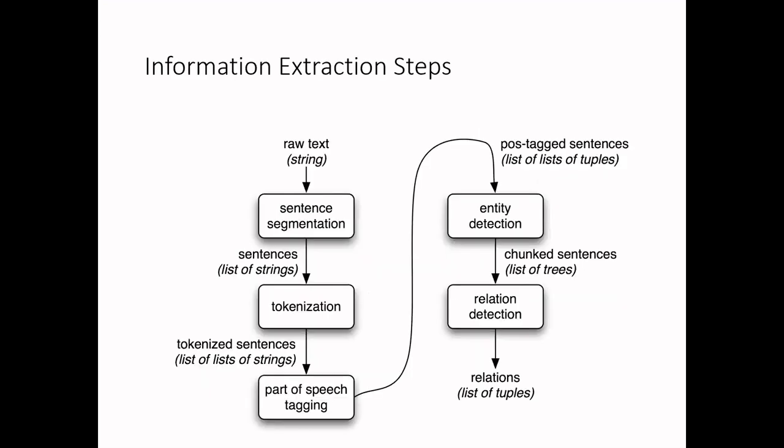So let's look at what the steps involved in information extraction are. Obviously, you start with a raw piece of text, all right? So a news story or whatever it is. Basically, it is a string of characters. So the first thing you do is break that text into individual sentences. So you need to figure out where a sentence begins and where a sentence ends, all right?